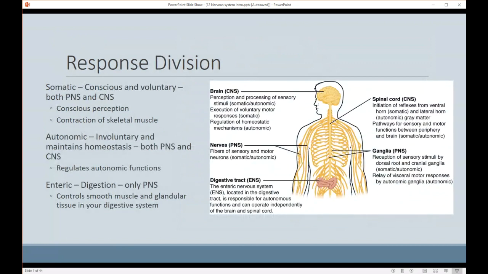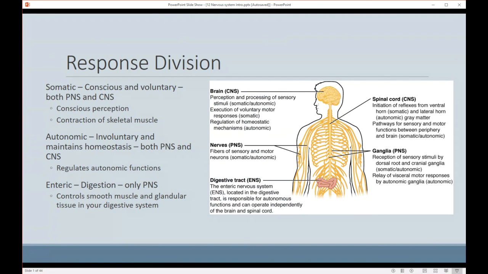With our response division, we have our somatic. This is conscious and voluntary. So we are consciously perceiving what's going on around us, and we can consciously contract our skeletal muscles. In the autonomic, this is involuntary, and the autonomic nervous system's job is to maintain homeostasis.